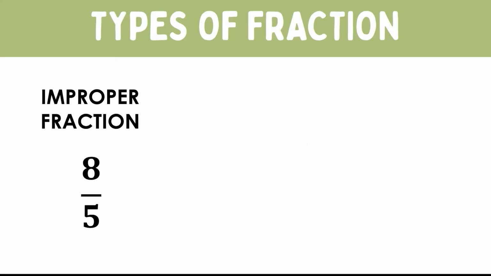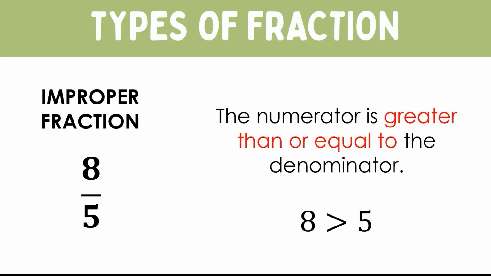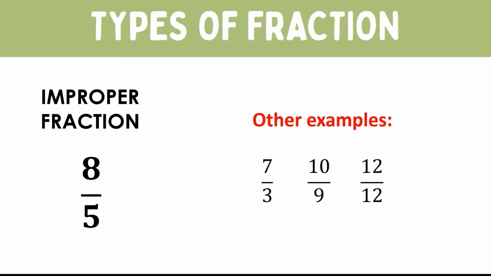Next, we have improper fraction. 8/5 is an example of this type of fraction. As you can see, an improper fraction has a numerator greater than its denominator. Aside from this, a fraction in which the numerator is equal to its denominator is also considered an improper fraction. Some other examples are 7/3, 10/9, and 12/12.